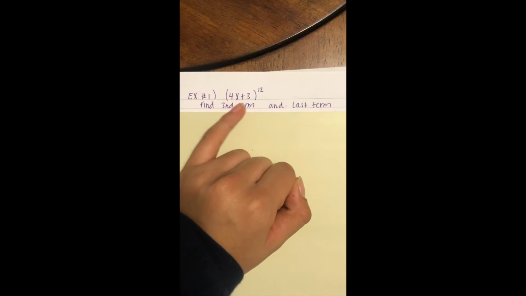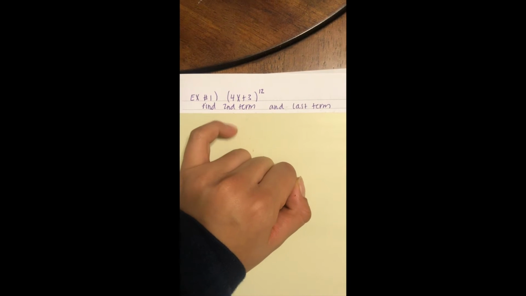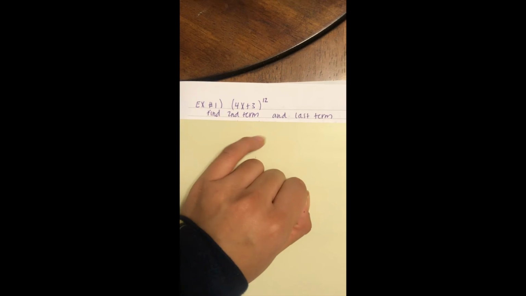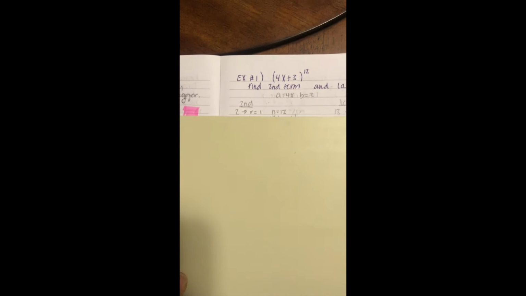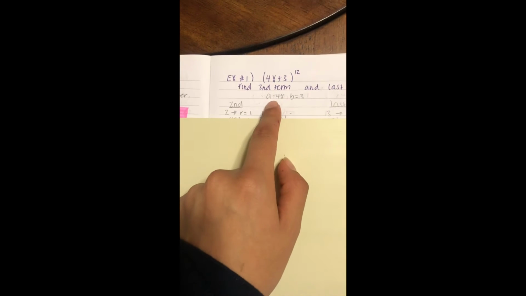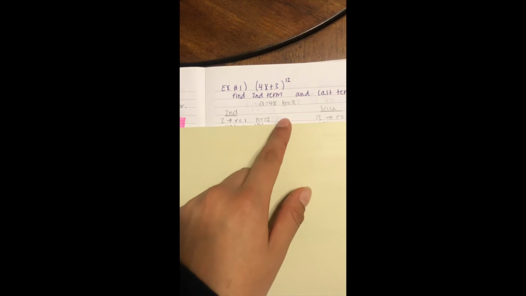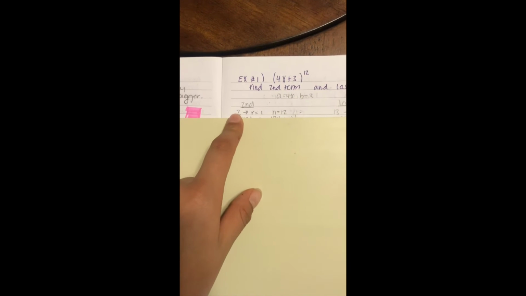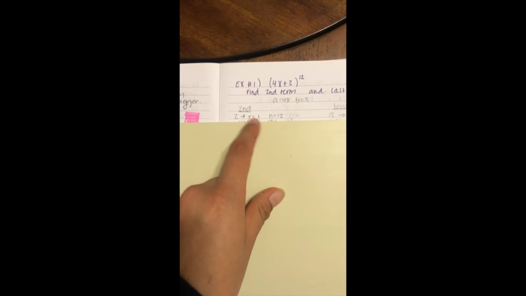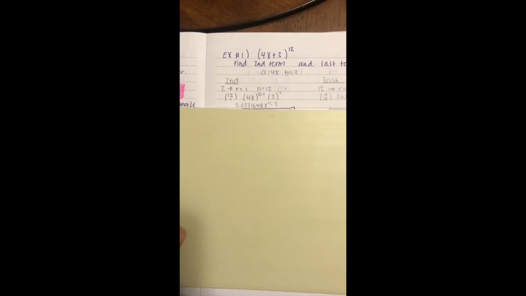The second example is going to be similar to the first one, and we're going to be looking at (4x + 3) raised to the 12th power, and we're going to try to find the second term and the last term. To find the second term, we're first going to identify that a in the formula is equal to 4x, b is equal to 3, and n is 12, and since we're looking for the second term, our r is going to be equal to 1. We're going to plug that all into the formula.